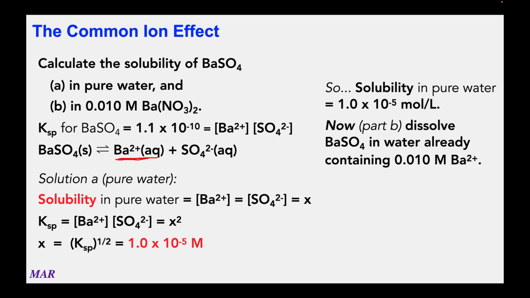So in a liter of water, you can dissolve 1.0 times 10 to the minus 5 moles. That's in pure water. Now in part B, we're going to have some barium ion already present. And again, by Le Chatelier's, you start adding the barium ion in, that's going to shift the reaction to the reactant side. Solubility, which is what we're measuring, should be less, all right? The barium is going to make the solubility go down. So we can test this out and see.